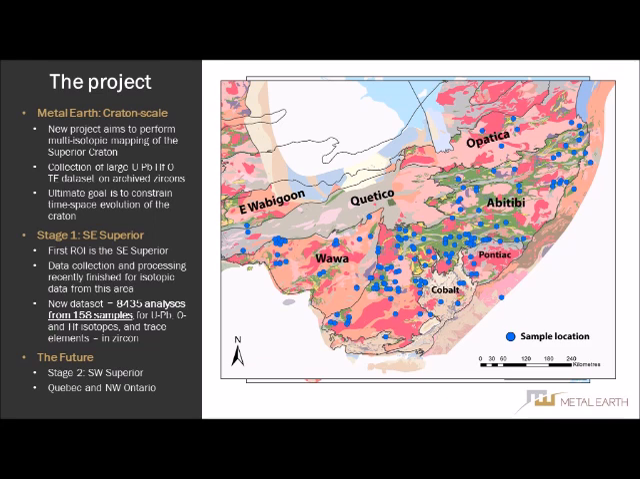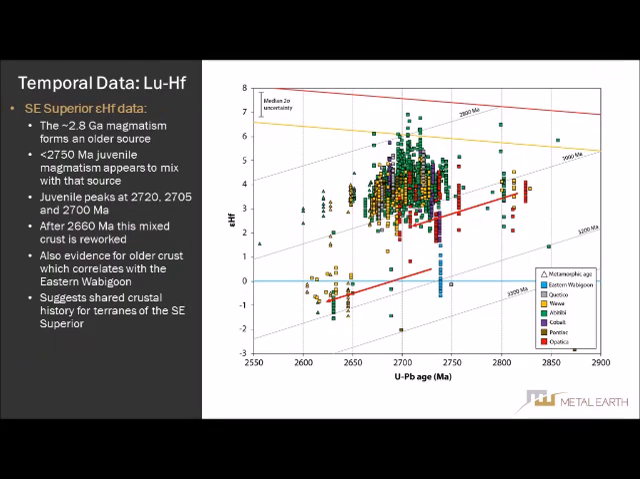And obviously in the future, well actually right now, we're halfway through the southwest Superior, so the Wabigoon area, and then in the next year or so we'll be moving to the northern areas of the craton. So let's get into the data. We'll look at the hafnium first. This is all the hafnium data from that region we just showed.